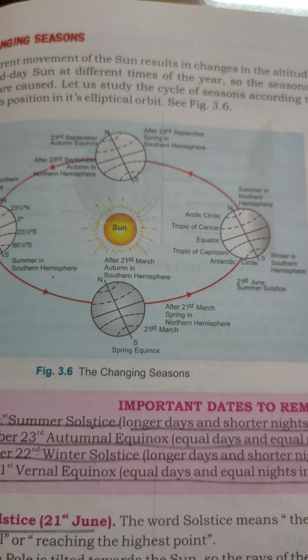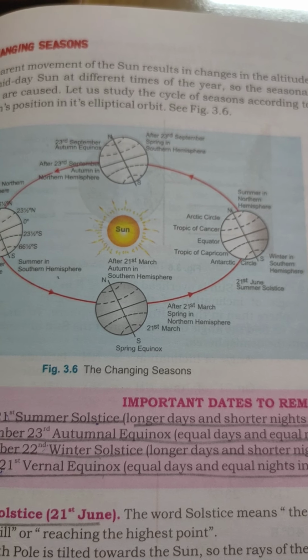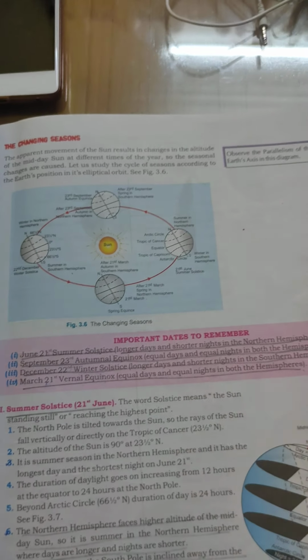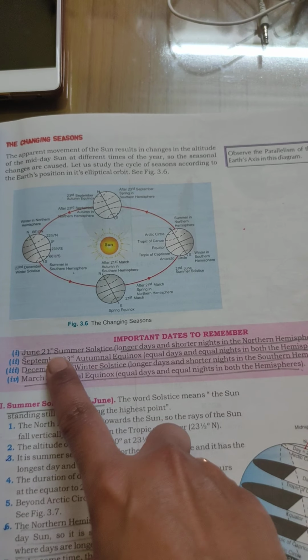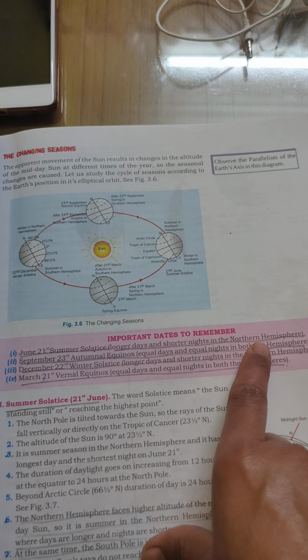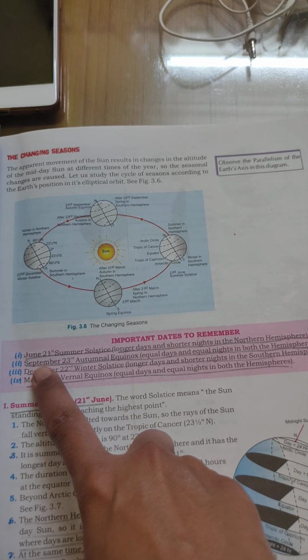Both the hemispheres are neither facing the sun nor away from the sun. They've given you some important dates to remember here, the same which we've already done. June 21st, which is called the summer solstice, has longer days and shorter nights in the northern hemisphere. Then comes the equinox. Equinox means equal night or equal day.